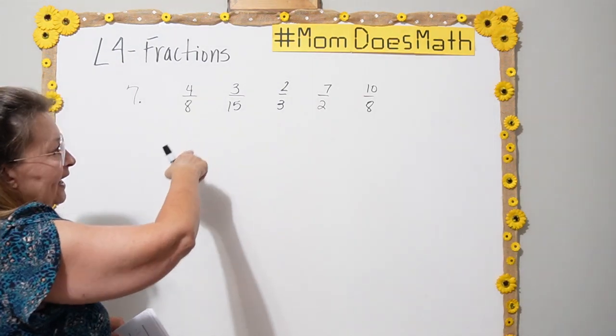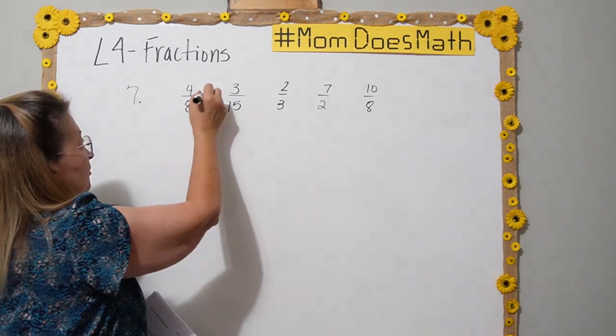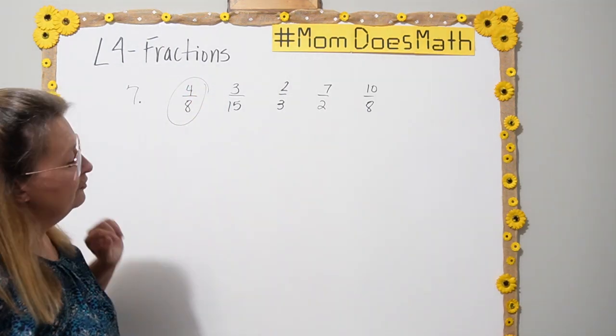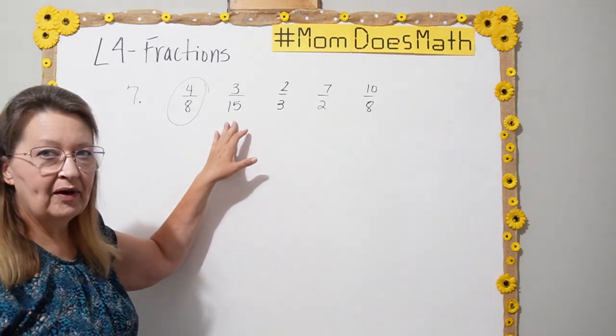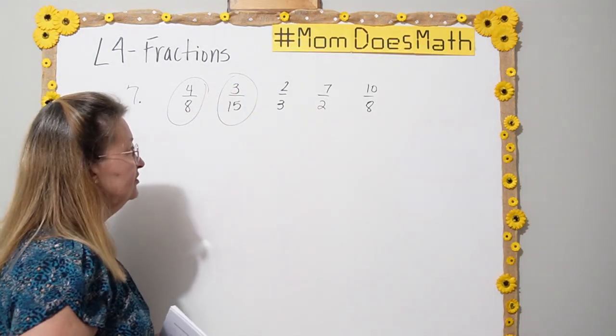All right, 4 and 8. Is there a number that will go into both of them? Yes, 4. So I'm going to circle that. That is not lowest terms. All right, 3 over 15. Will any number go into both of those? Yes, 3 will. So that one is not lowest terms.